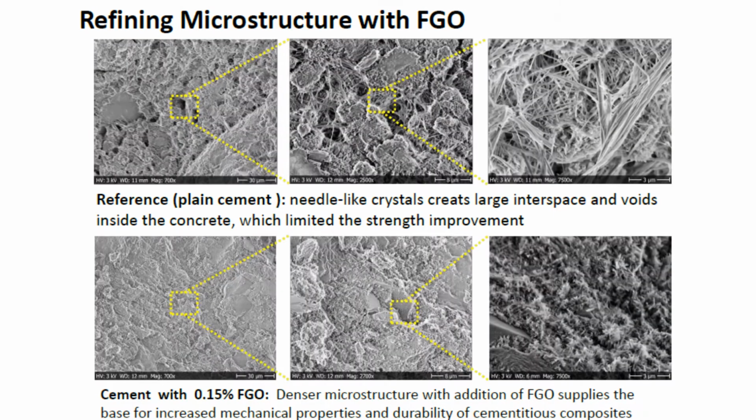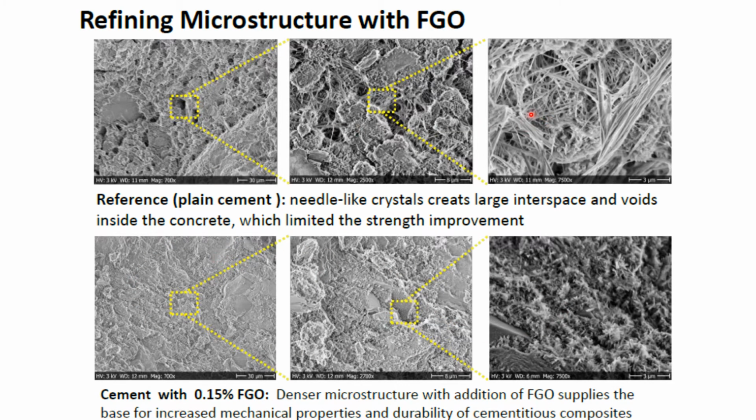Let's move on to the next slide. It is quite a self-explanatory slide, I strongly believe. On the top panel, you can see the SEM micrograph images, starting with low magnification and increasing the magnification. This is the reference, the plain cement without any nanofiller or graphene. And below, the same thing, they captured SEM images with 0.158% of the FGO.